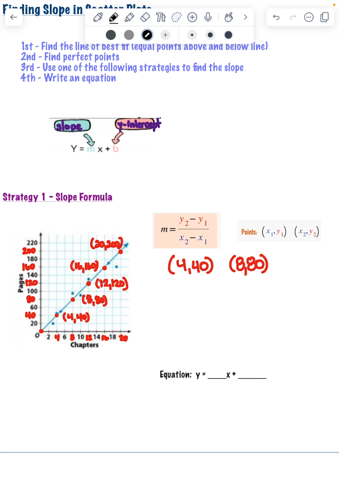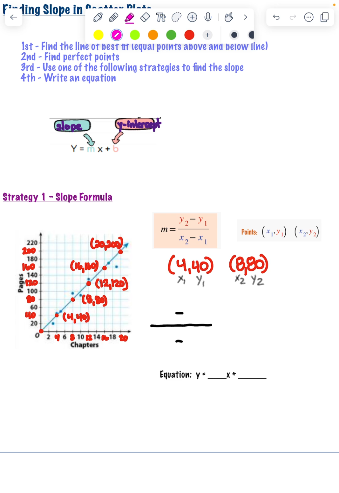I then know that this would be my x1, this is my y1, this is my x2, this is my y2. So then when I go to fill it in to my formula, I'm going to start with my format where I know that I'm going to have my fraction and I'm going to have my y2 minus y1. In order to help us, I can use color coding.